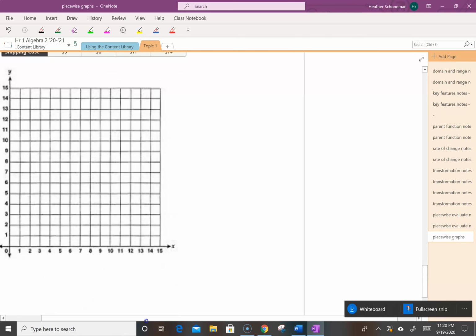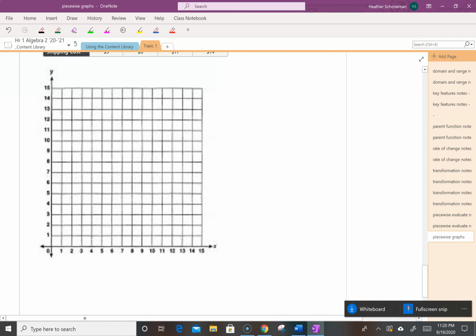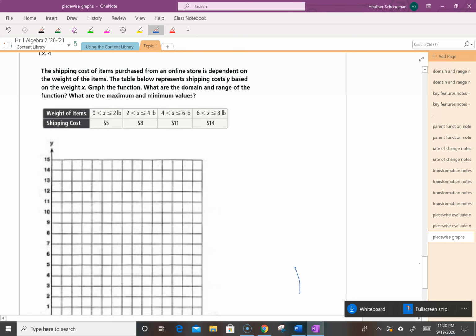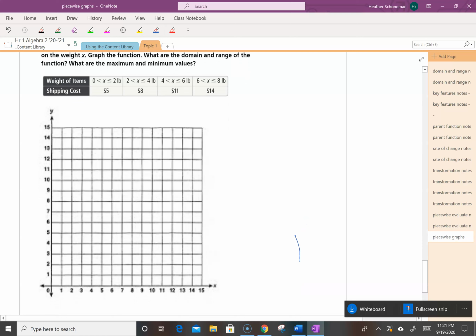Okay, so they're talking about the shipping cost of a different item. And based on the weight, it's got a different cost. So as long as the weight is somewhere in between 0 to 2 pounds, it costs $5. It costs the same whether it weighs 1 pound, 1.5, 1.75, as long as it's between 0 to 2 pounds. Okay, so it's a flat rate. So it's going to be a flat line. Between 2 and 4, it's $8. 4 and 6, it's $11. Okay, we can read the chart. So let's see if we can graph that.